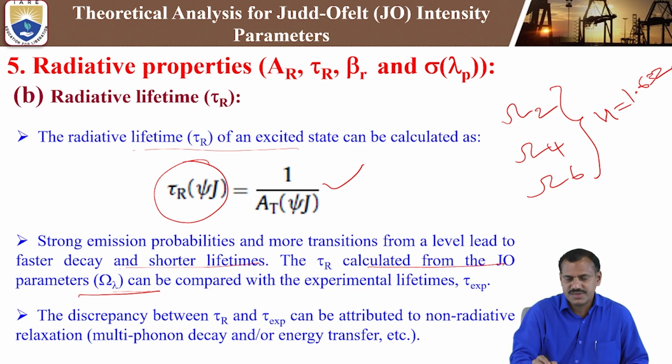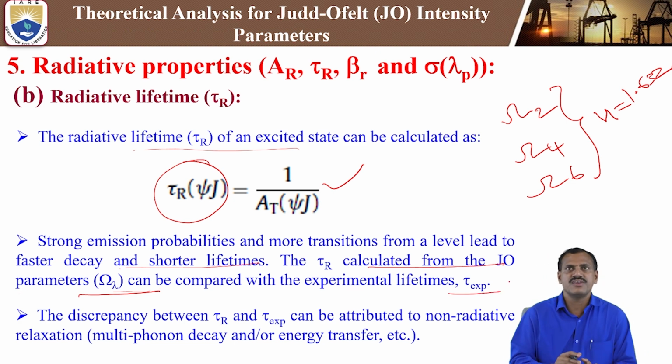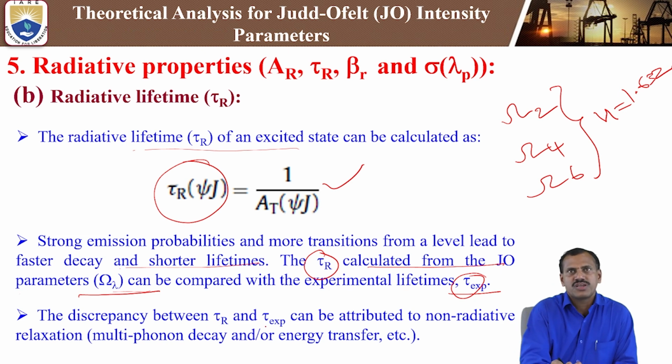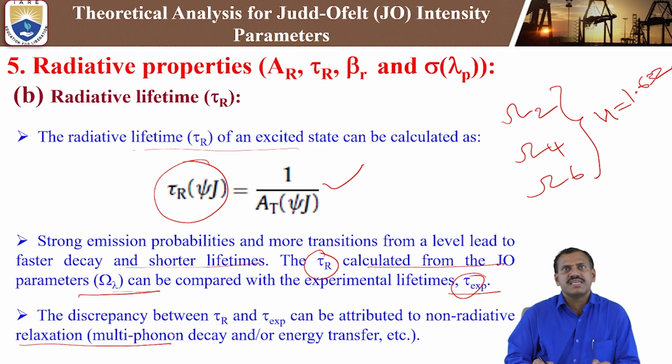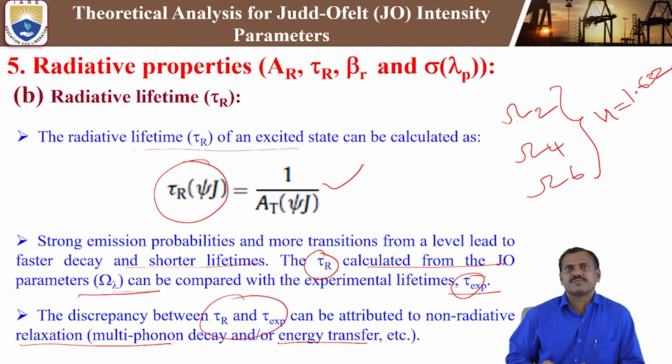The tau R calculated from the JO parameters can be compared with the experimental lifetime, tau experimental. The experimental value we obtain from lifetime measurements. Comparing tau radiative and tau experimental values, the discrepancy can be attributed to non-radiative relaxation. That is mainly due to multi-photon decay or energy transfer parameters, which contribute to the non-radiative transition probability. This discrepancy corresponds to the difference between the radiative and experimental lifetimes. So by using this, we calculate the radiative lifetime.